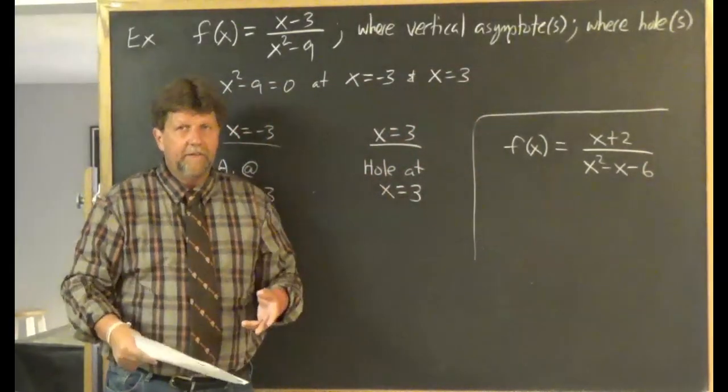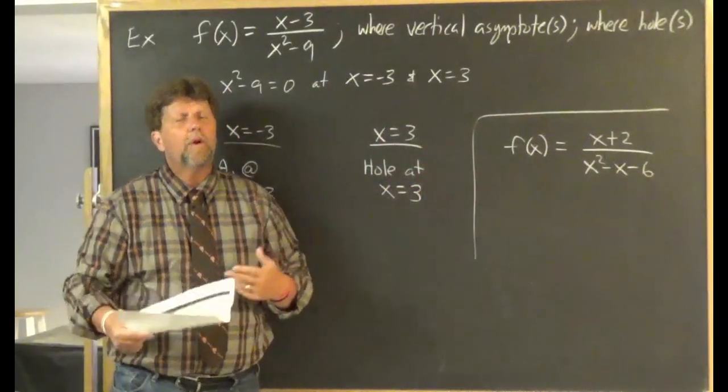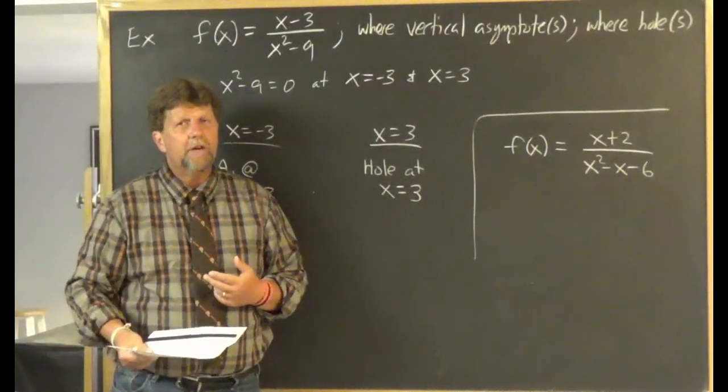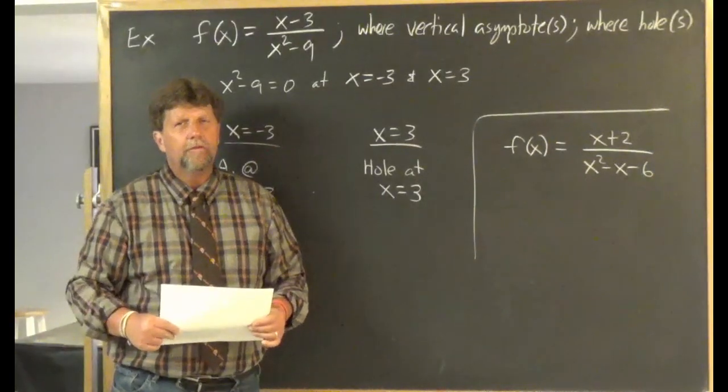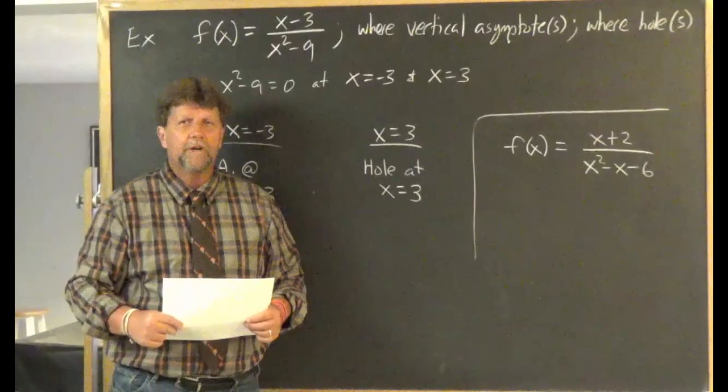So pause the video, analyze that function, determine where the graph would have a vertical asymptote and where the graph would have a hole. When you're done doing it, I'll be here at the chalkboard working through it.